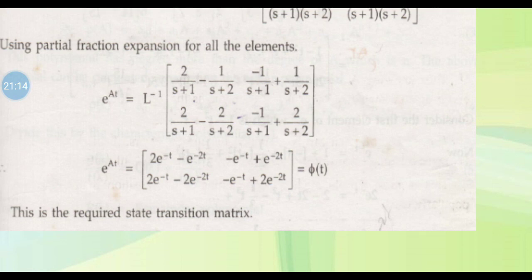So e raised to At becomes equal to: 2e raised to minus t minus e raised to minus 2t; minus e raised to minus t plus e raised to minus 2t; 2e raised to minus t minus 2e raised to minus 2t; minus e raised to minus t plus 2e raised to minus 2t. This is the required state transition matrix.